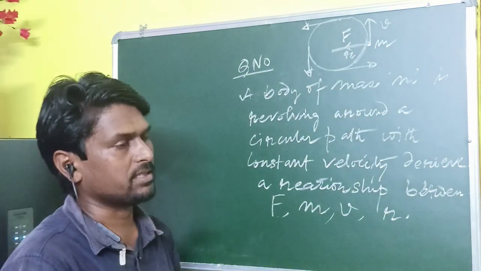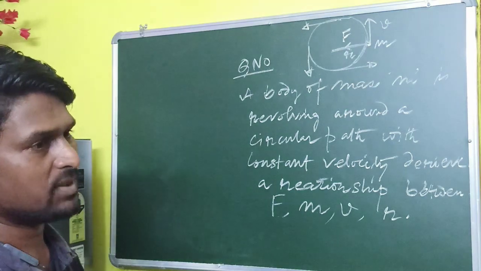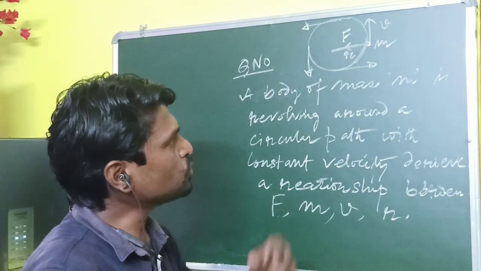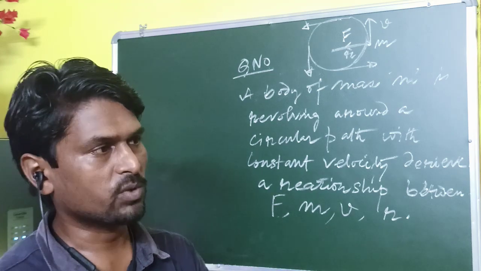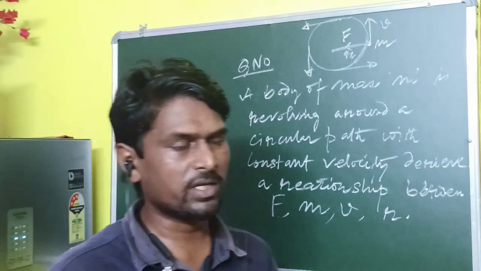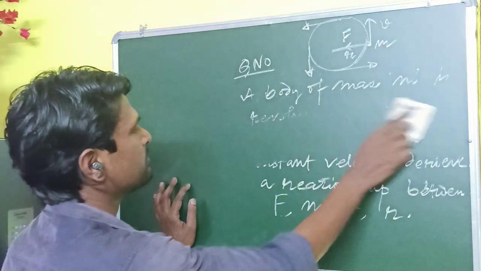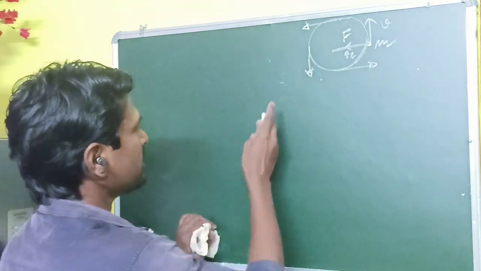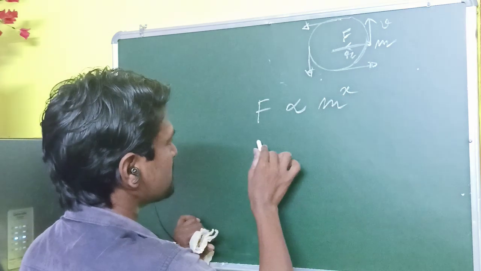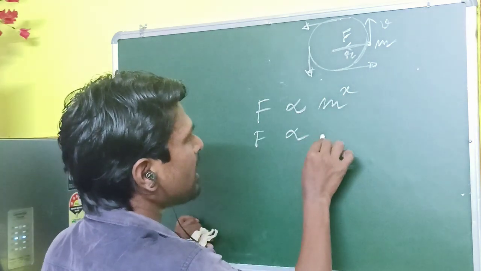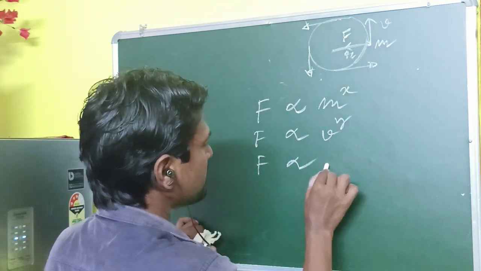All these physical quantities are somehow related to each other. And what is the relation? That is the question. Dimensional analysis can help you derive the relationship between the different variables. So how can we relate that particular equation? You have to just take F proportional to mass to the power of x. Similarly, F is proportional to velocity to the power of y, and F is proportional to the radius to the power of z.